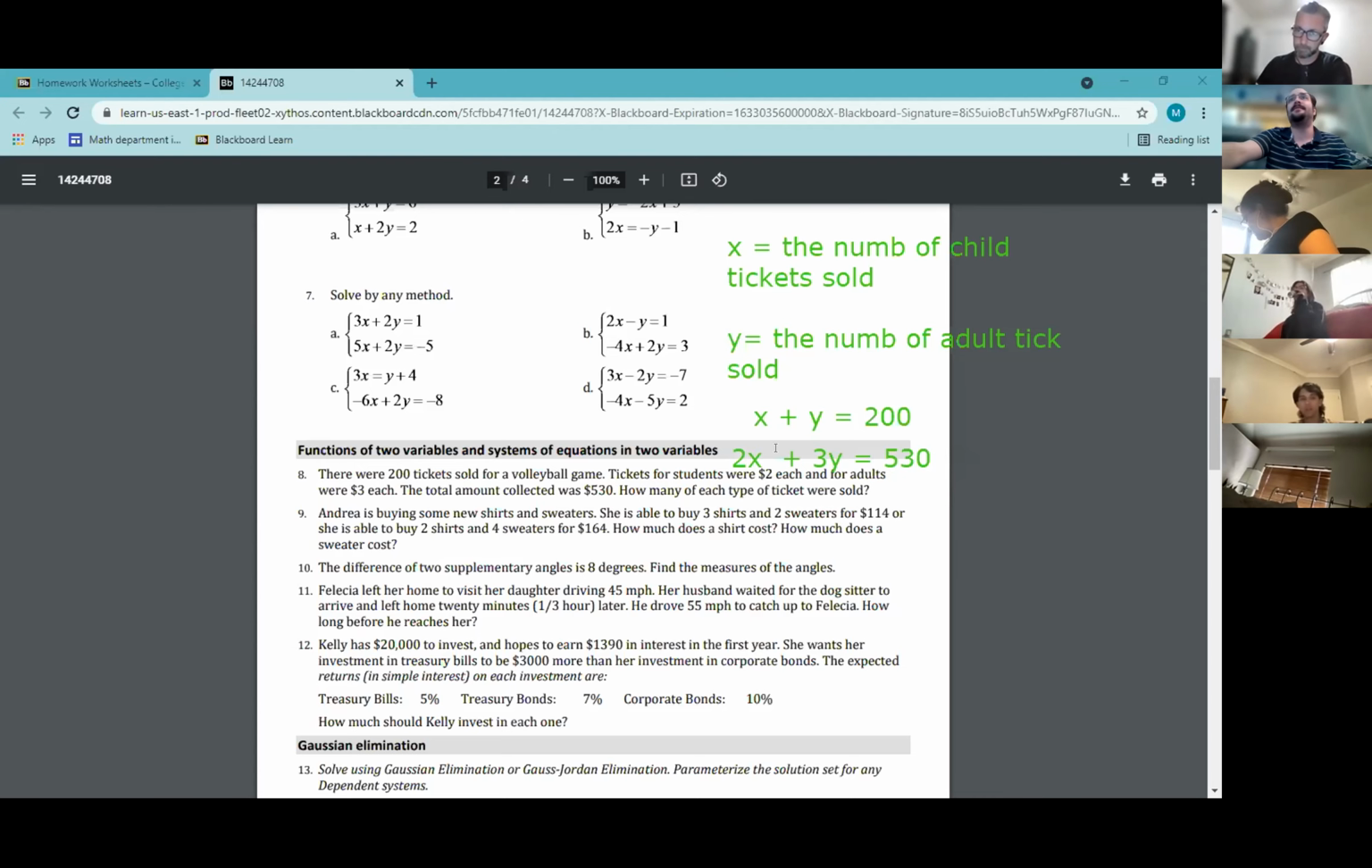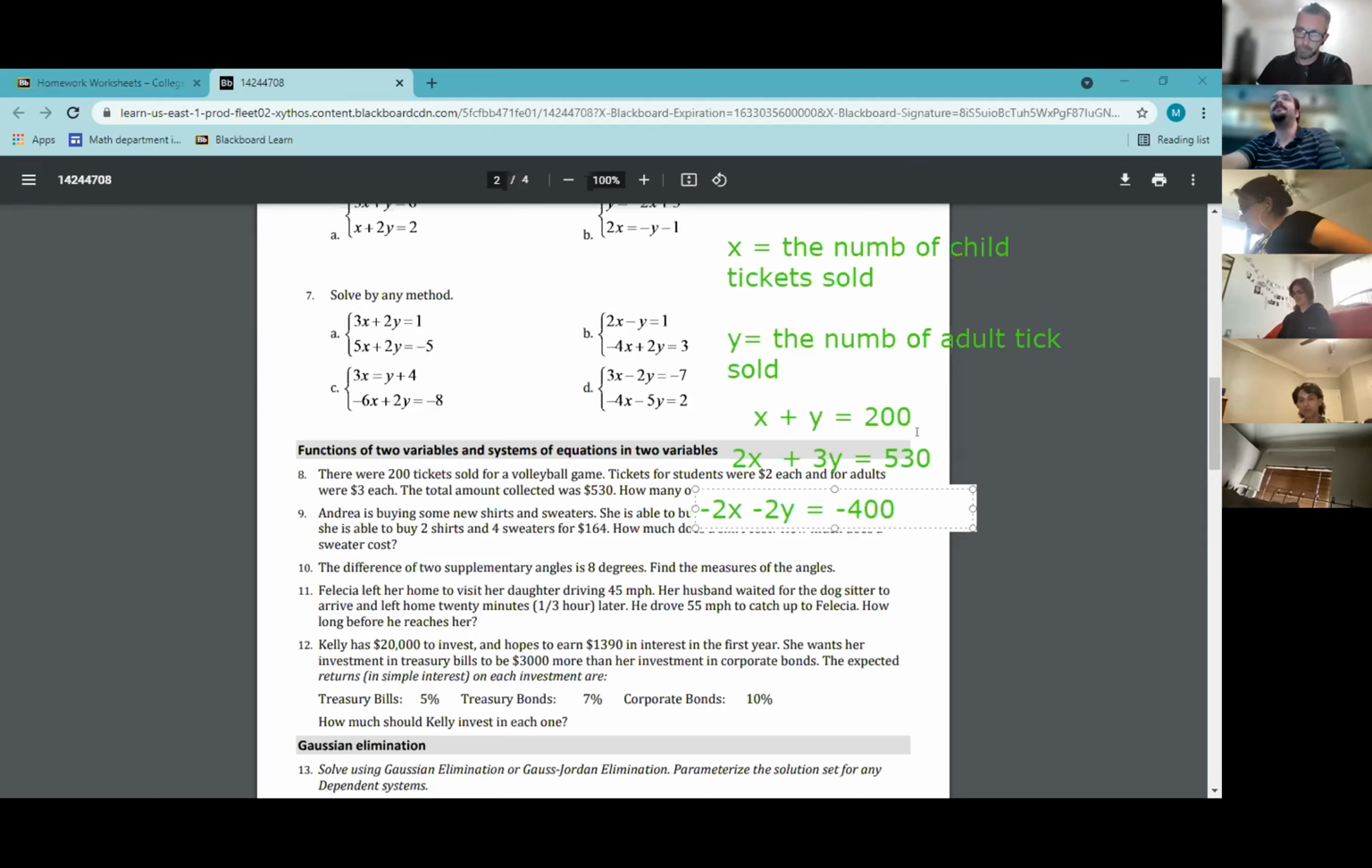So I'm going to go maybe a little faster. But if I were doing this, I would probably just do what? -2 times the top. I think that's the easiest way to do it. -2x minus 2y equals minus 400. You add it down. I think we're getting that Y is equal to 130. Is that right? You should be able to solve it from there.